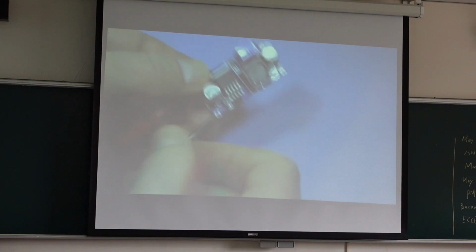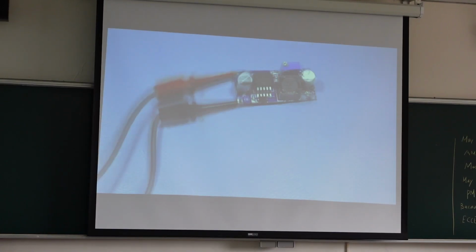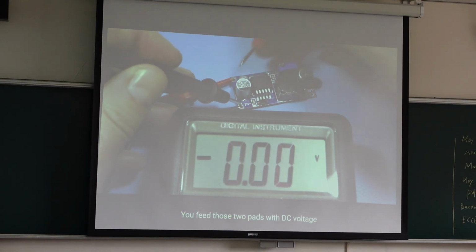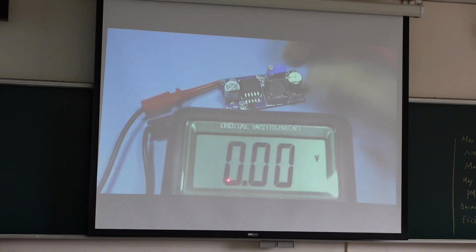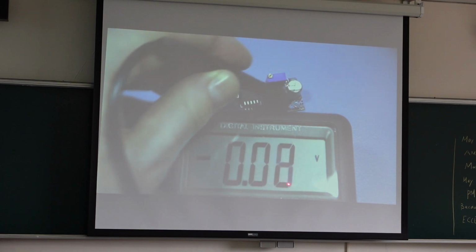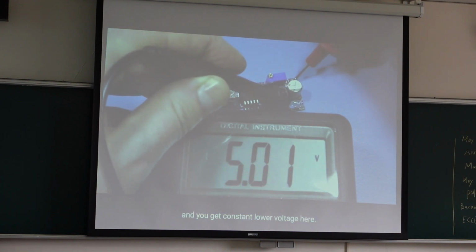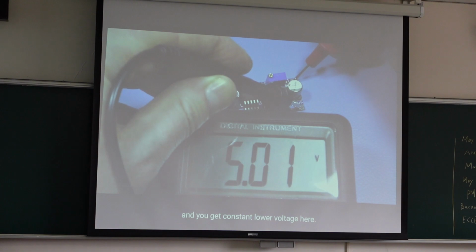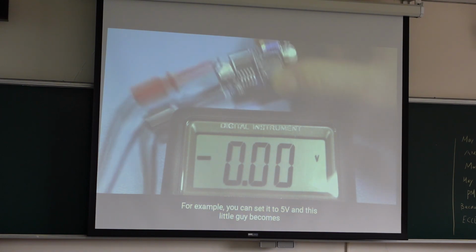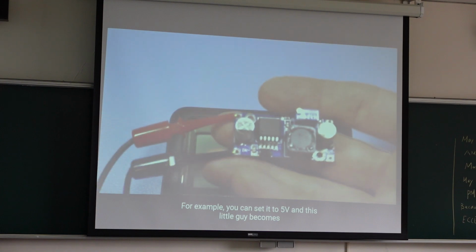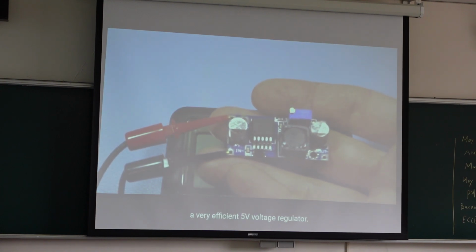So this is a buck converter. We use PWM. You feed those two pads with DC voltage, so input 12 volts, and you get a lower voltage on the output, 12 volts into 5 volts. The output voltage is adjusted by this potentiometer. For this example, set the output voltage to 5 volts, and this little guy becomes a very efficient 5 volt voltage regulator.